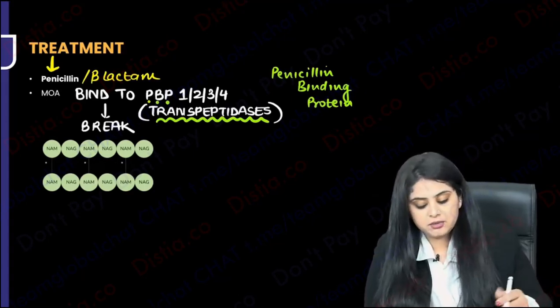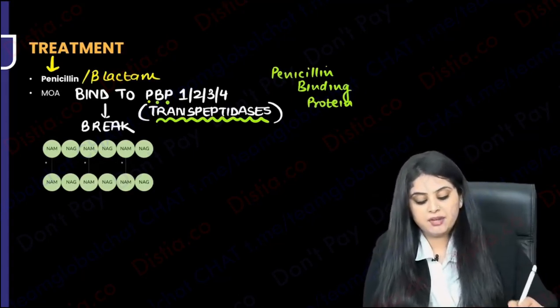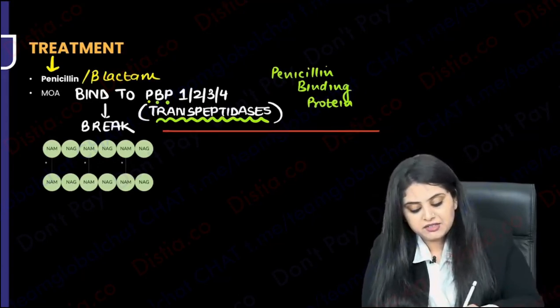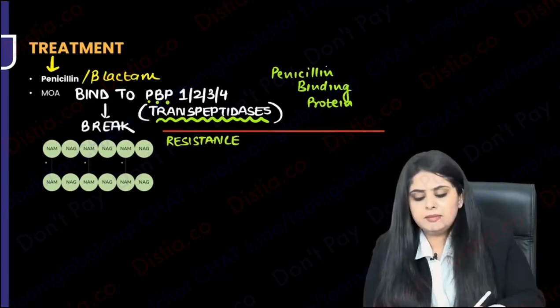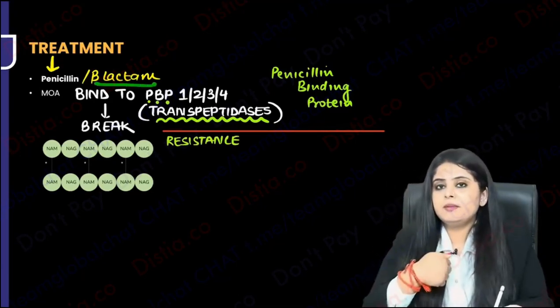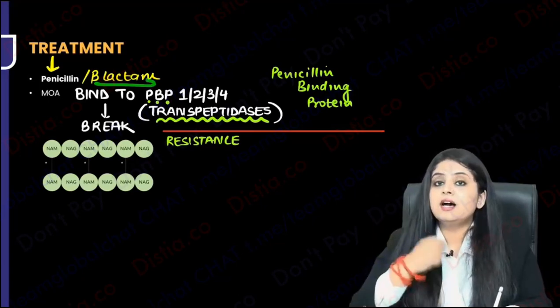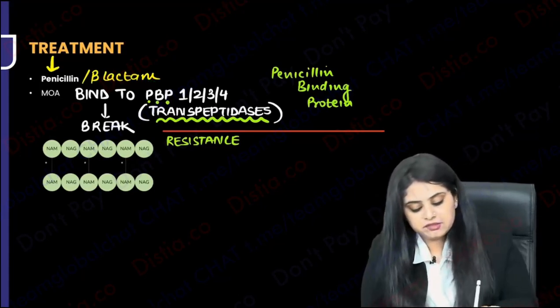So what does the bacteria do? Bacteria says, hang on. Ab mera time hai. So now the bacteria is going to start with the story of resistance. How is resistance maintained? So bacteria says, hang on, what is coming to kill me? Beta-lactam is coming to kill me. I will make beta-lactamase. Before beta-lactam kills me, I will kill beta-lactam. So the resistance is going to be by beta-lactamase production. The bacteria starts producing beta-lactamase.